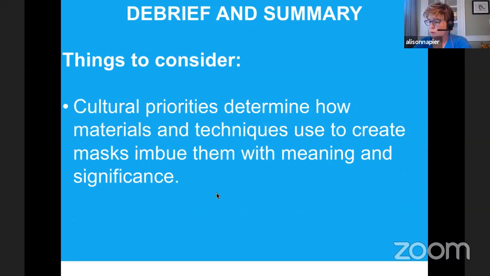And finally, cultural priorities determine how these things are made. They determine the materials used. So why are we using turtle shell in the Pacific versus hardwoods in Africa versus glass beads in other parts of Africa? Because of their value to different cultural groups, whether they're traded or they're rare or they're some sort of special commodity or the animal itself is held in some sacred esteem. These things all matter. And the techniques, steaming, carving, sewing, using special cloths, all of those add layers of significance that go beyond just surface appearances.